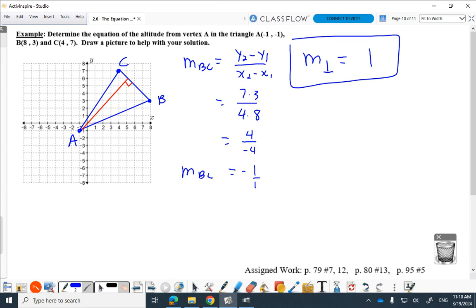Does that match up with my picture? Look like slope 1? Yeah, okay. Remember, the red line's not trying to be perfectly accurate. Now what? I'm almost home. Got my slope? Got a point? Sub in the numbers on A.